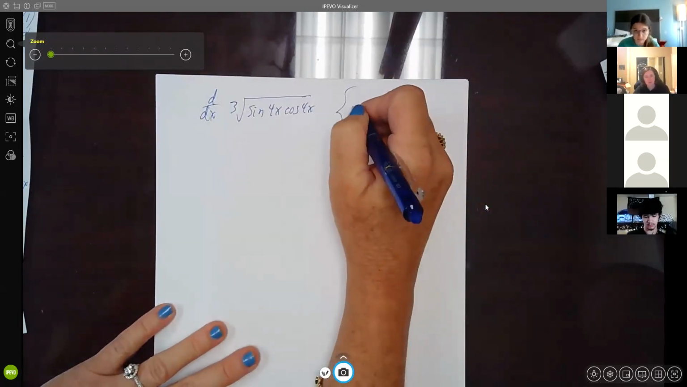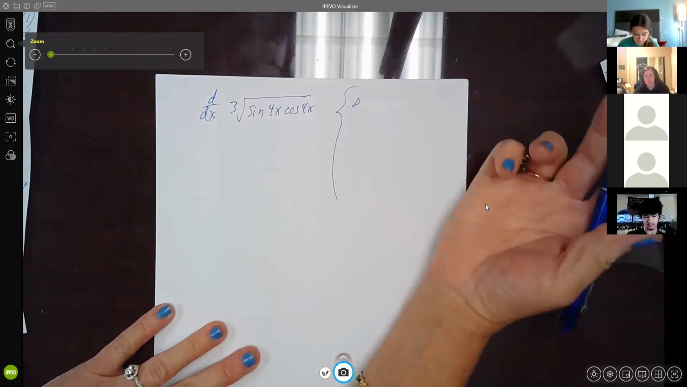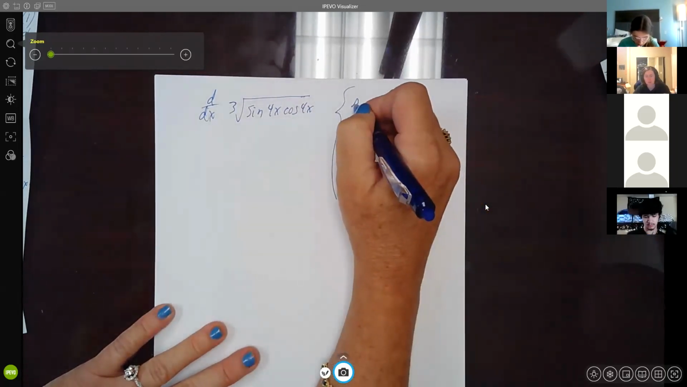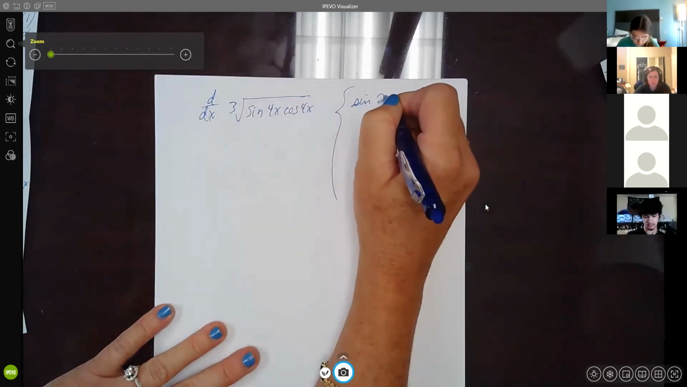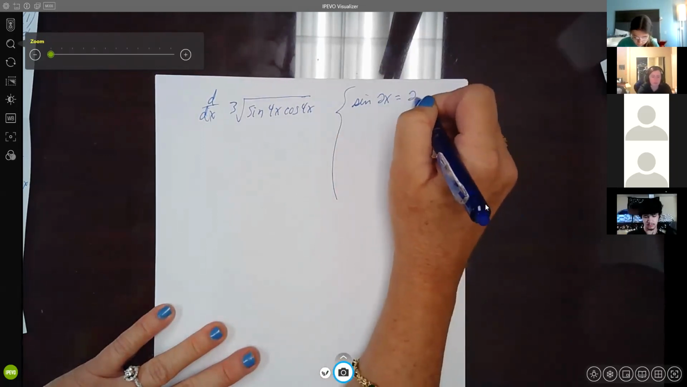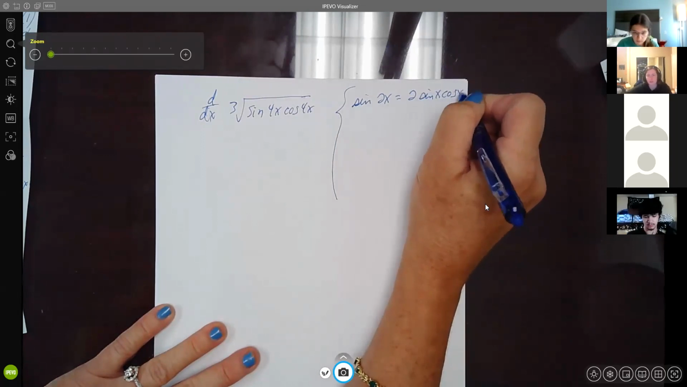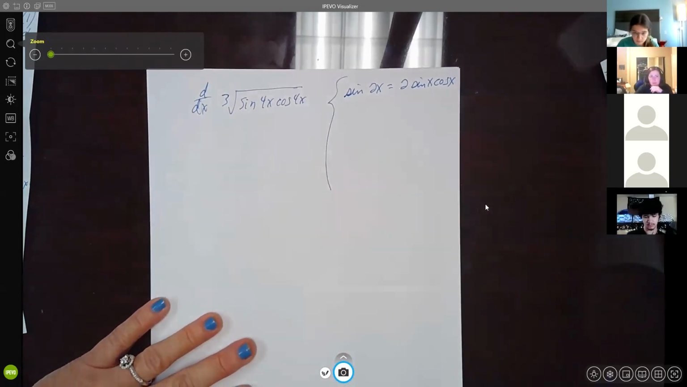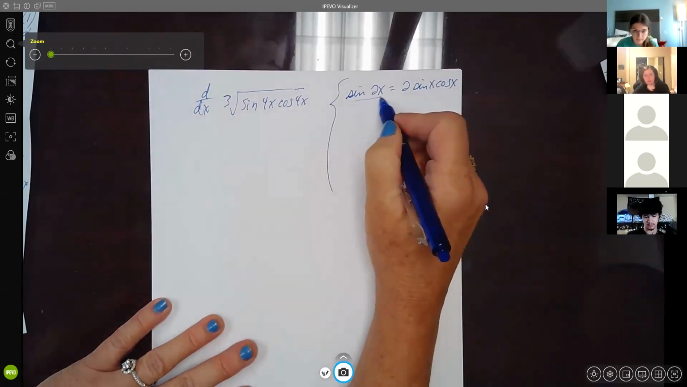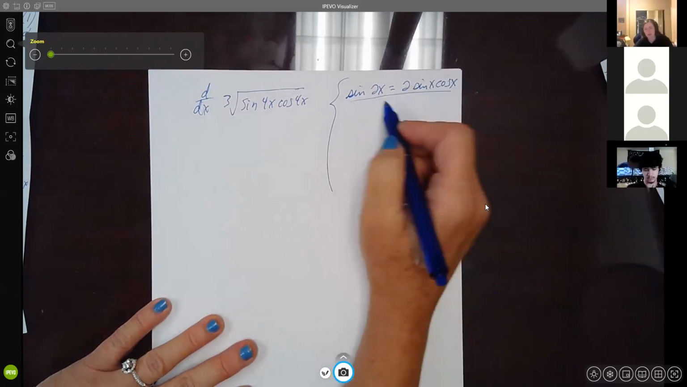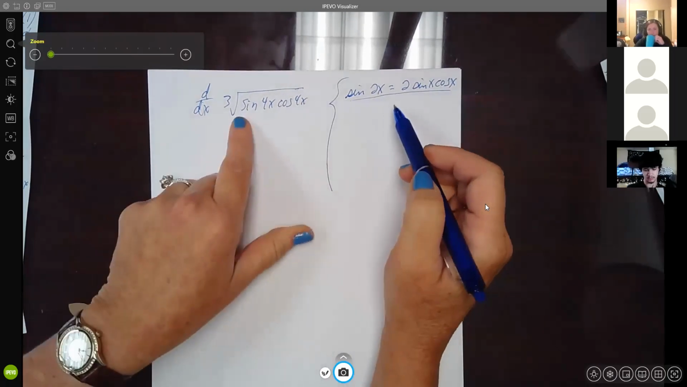It is from your, hopefully, memory or from your formula chart: sine of 2x equals 2 sine x cos x. You guys remember that? Hopefully. Anyway, it's one of the ones I said you should know. It's one of the double angle formulas. Well, let's compare it to this.